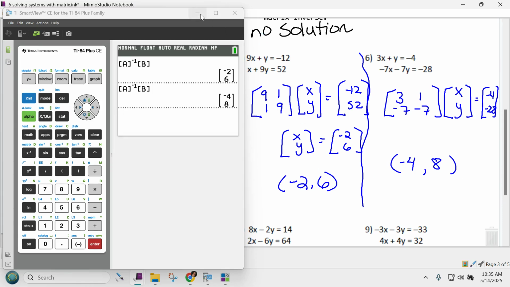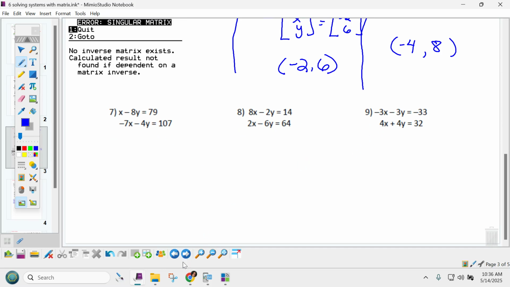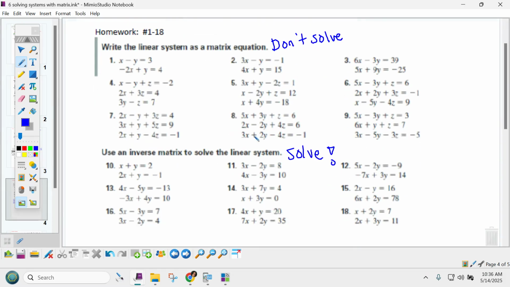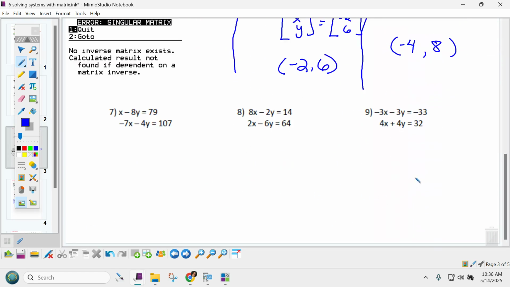Okay, if you feel like you need to do a few more problems with me, I'm going to finish 7, 8, and 9. If you feel like you're good, you got solid calculator buttons down, you're ready to go, your homework is page 20. The first set, don't solve. Just write the systems of equations. The second set, you're going to write the system as a matrix, but don't solve it. The bottom half, you're going to write it as a matrix and then solve with the calculator. Okay, so if you're good, you're starting the homework. If you're not good, we're going to do the last 3 together.